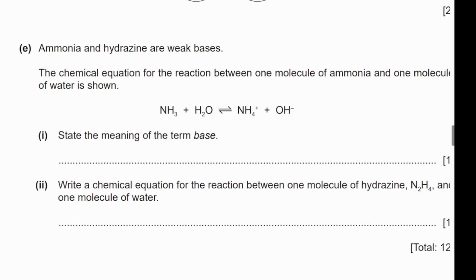The chemical equation for the reaction between 1 molecule of ammonia and 1 molecule of water is shown. State the meaning of a base. It's very simple. A base is a proton acceptor. An acid would be a proton donor.